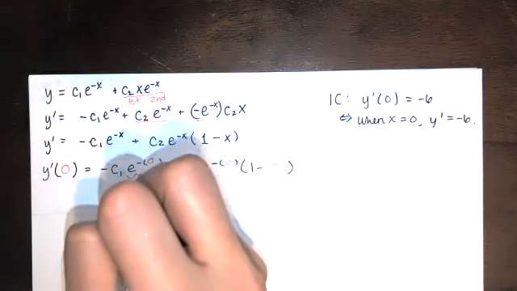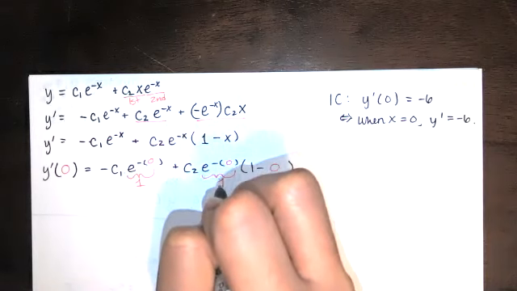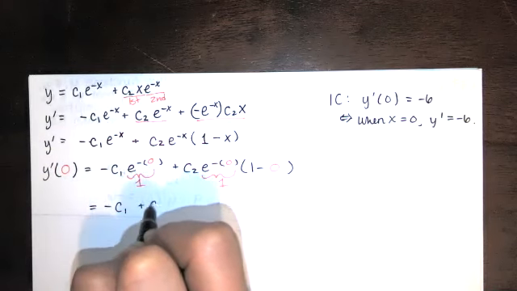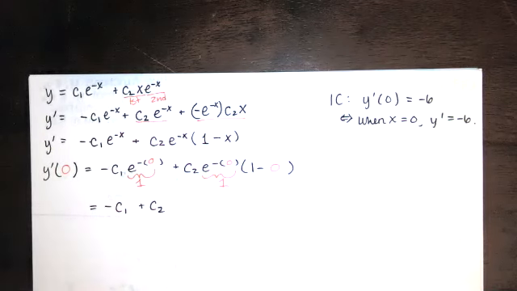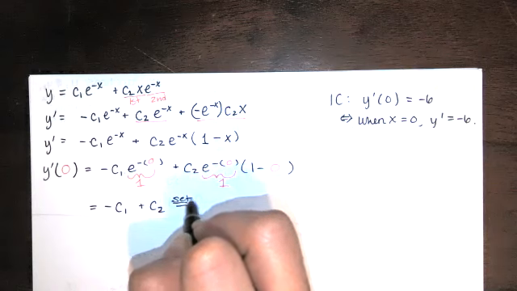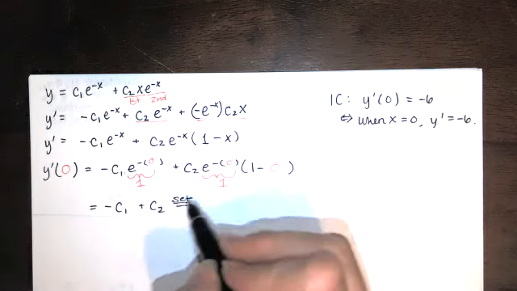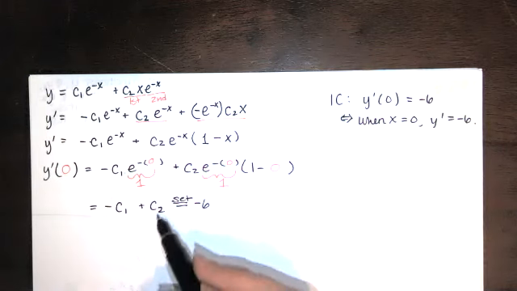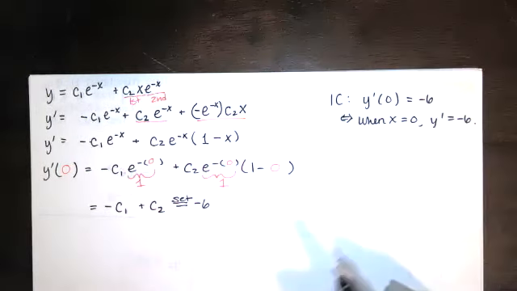e to the 0 is 1. 1 times 1 is 1. And so we get -C1 plus C2. That's what y prime of 0 would be, no matter what initial condition is given. y prime of 0 for this particular y would be -C1 plus C2. Now we're going to set this equal to the known y prime value. We know that y prime is -6. So we have C2 minus C1 is -6.